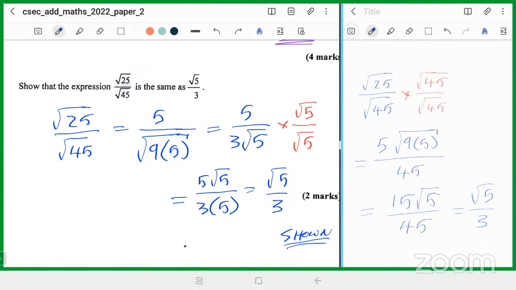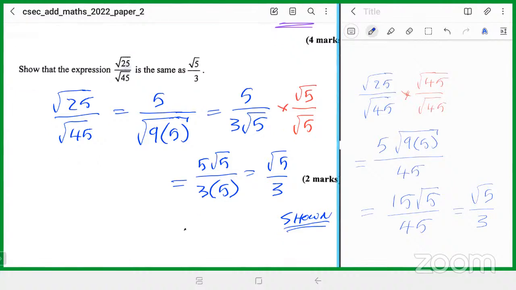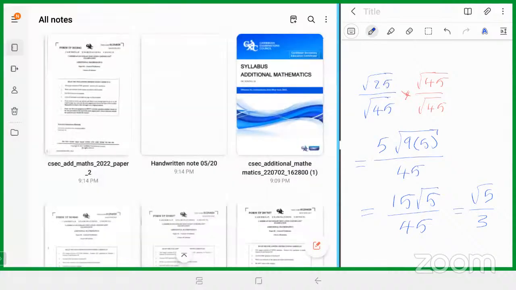So let's go to 2021. We're looking for surds, logs, indices. We're doing all of that as one topic, because they usually set one or the other. Surds, logs, or indices. They don't usually set all of them. All right? Let's look at 2021. Surds, logs, and indices is like one topic. We're looking for the 2021 paper.